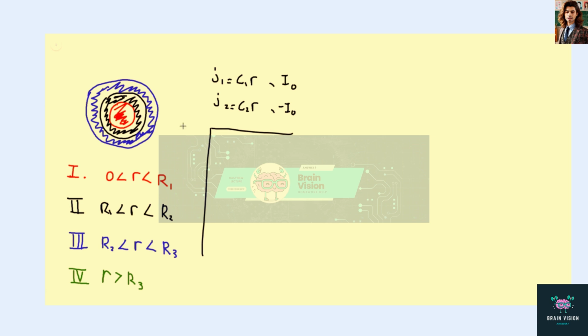To do this, let's start with C1. In region 1, in the middle of the cable, we know we have total current I naught. That has to be equal to the integral of the current density over the cross-sectional area. Current density is just current per area, so if we integrate J dA around this red region, we should have our total current, which is I naught.